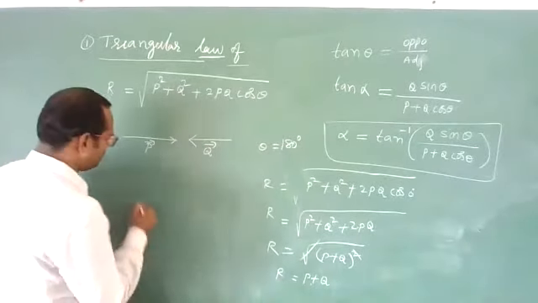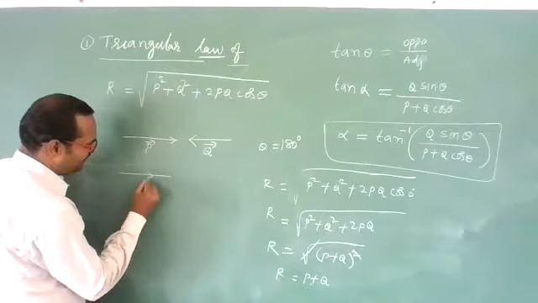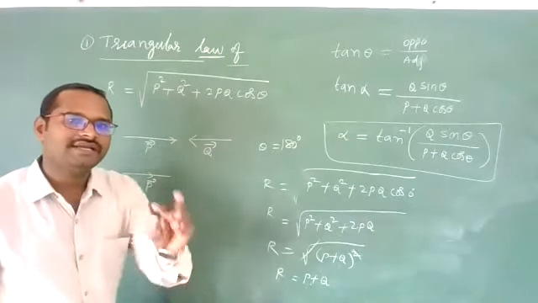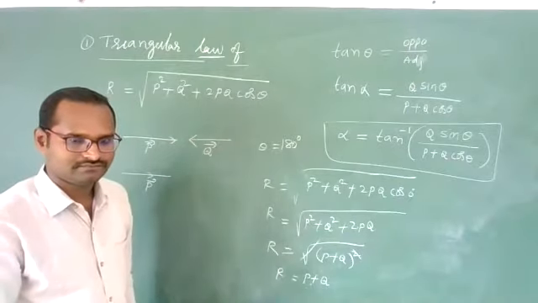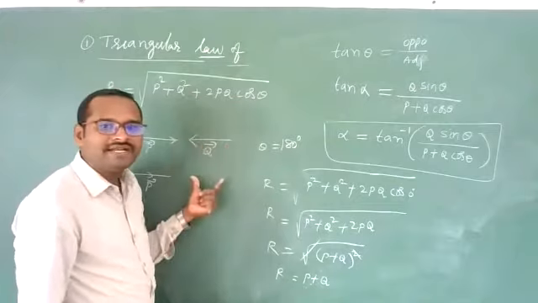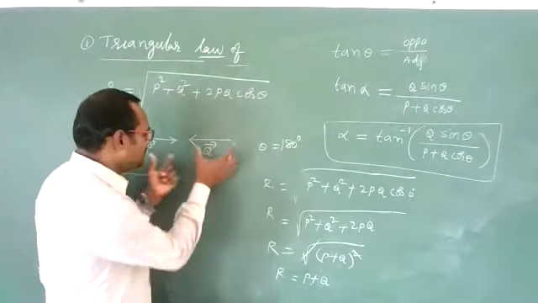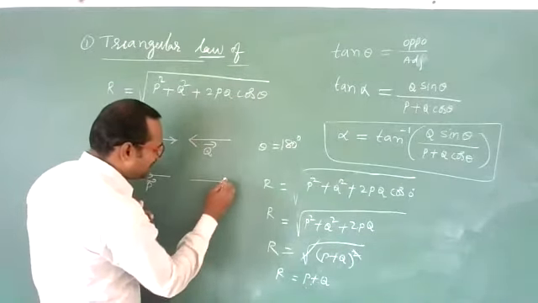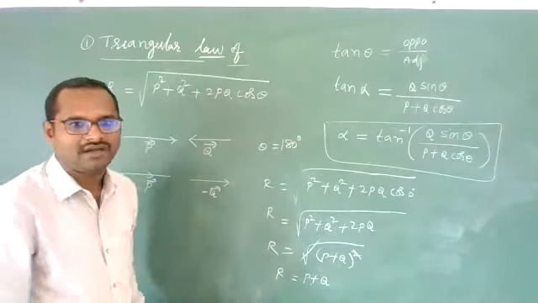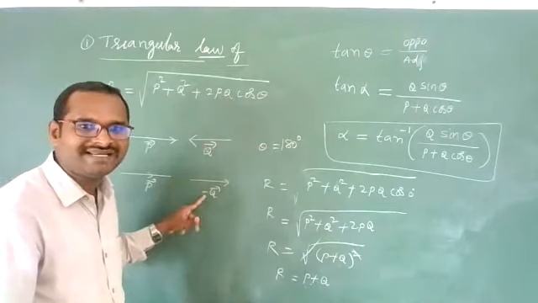Students, first, this is the vector p bar. Now, for the second vector, we should take the negative vector. How to take a negative vector? Equal in magnitude, but opposite in direction. That much length, direction opposite. Then it is called the negative vector of q. It is minus q.